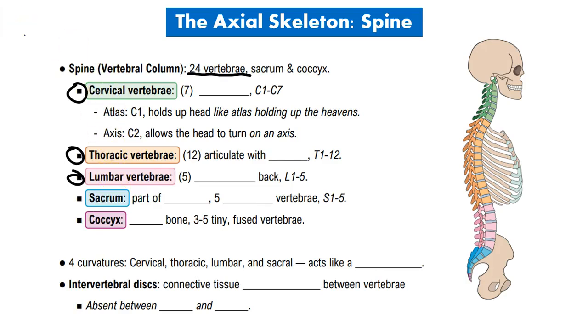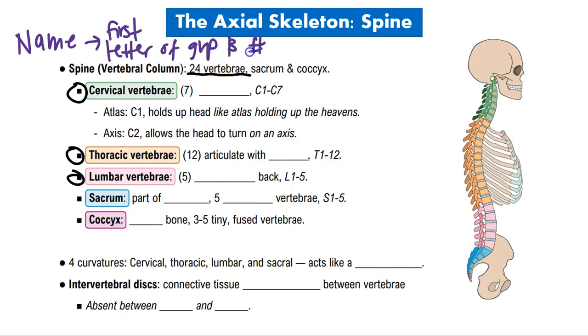Now, the next thing we want to talk about is, okay, we know how they're grouped. Well, how are they named? So when you are naming vertebrae in these three different groups, you have the first letter of the group and the number within that group from the top.